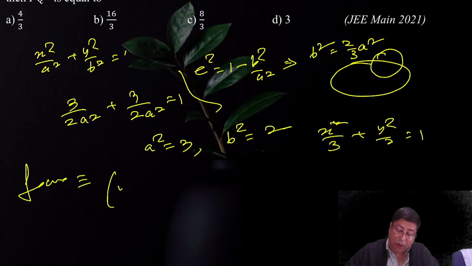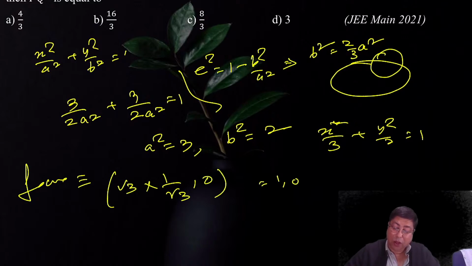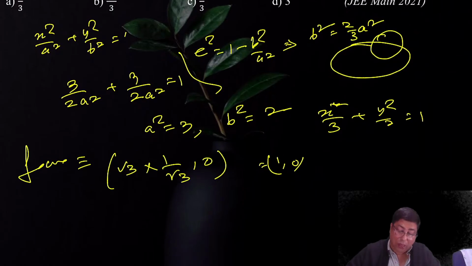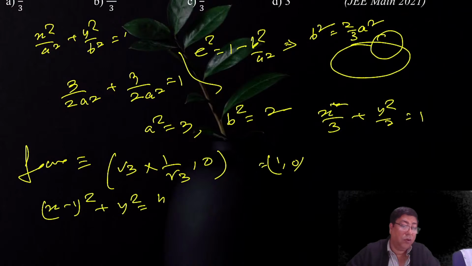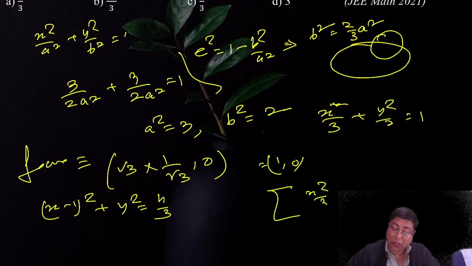Focus is coming root 3 into 1 by root 3, a is 0. Therefore it is coming 1 comma 0. Focus is a is 0, so it is coming 1 comma 0. And we can write this as the circle is coming what? X minus 1 whole square plus y square equal to 4/3 given to us, and ellipse is coming x square by 3 plus y square by 2 equal to 1.